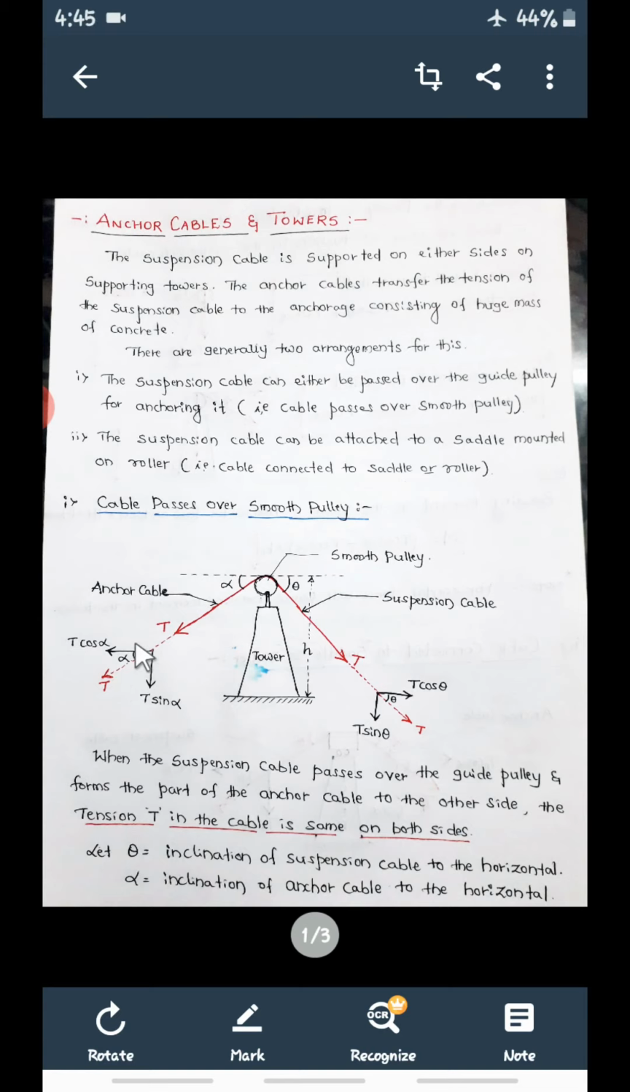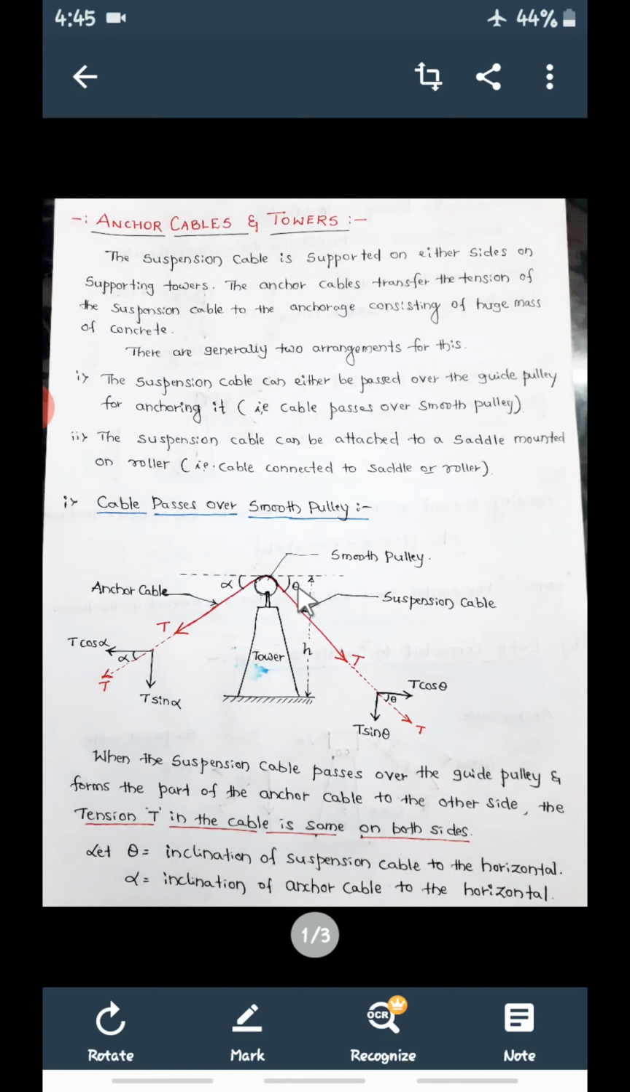Now this is T cos alpha and this is T sin alpha. So remember this figure clearly, important it is. Now when the suspension cable passes over the smooth pulley, then this tension will be transferred to this anchor cable. Because of this smooth pulley, this T and this T, that is tension in the suspension cable and tension in the anchor cable, will be the same on both sides.